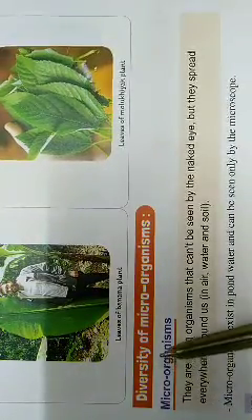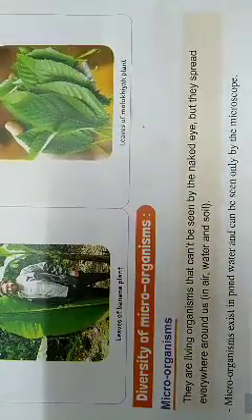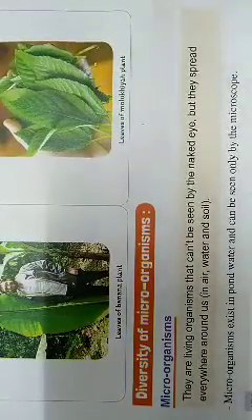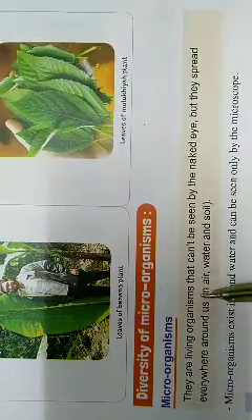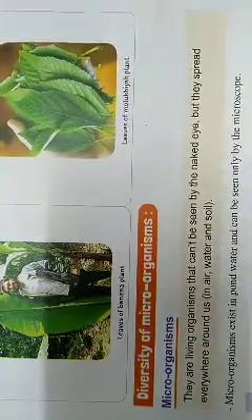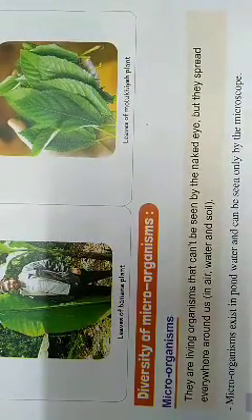Number 3, diversity of microorganisms. What is the meaning of microorganisms? They are very, very tiny living organisms. Okay? Microorganisms are living organisms that can't be seen by the naked eye. So, I can't see them, but they spread everywhere around us.